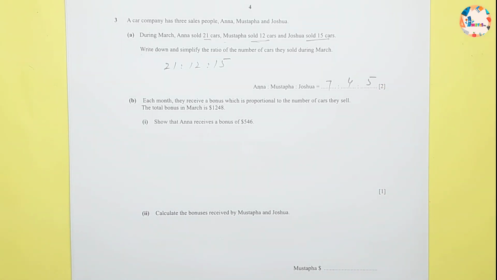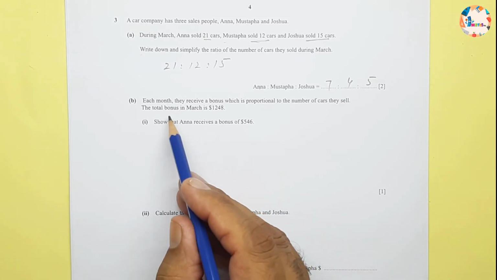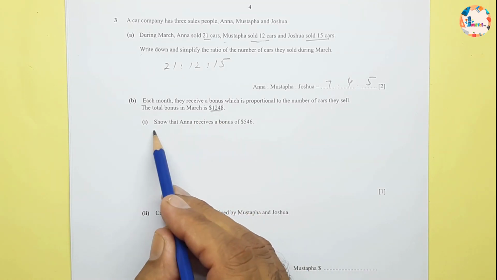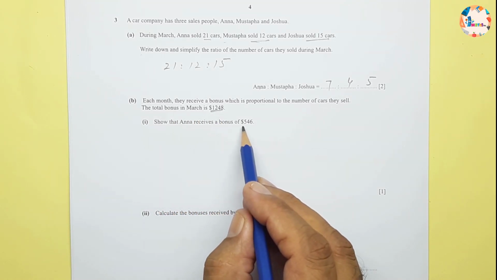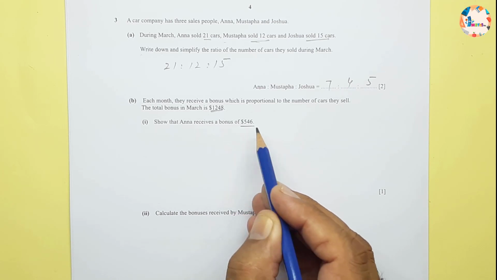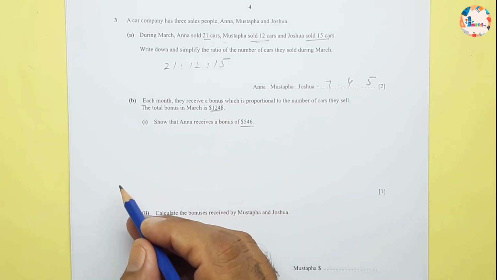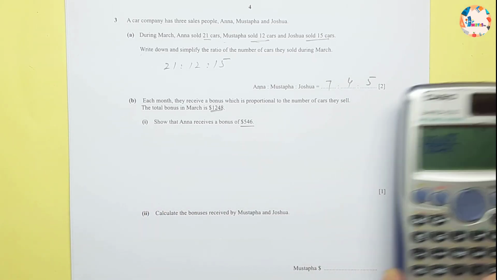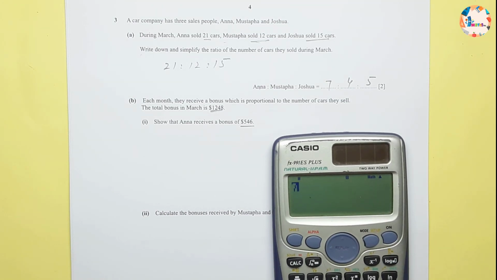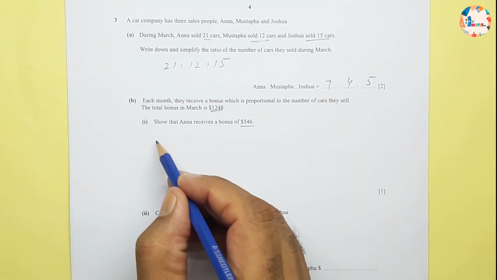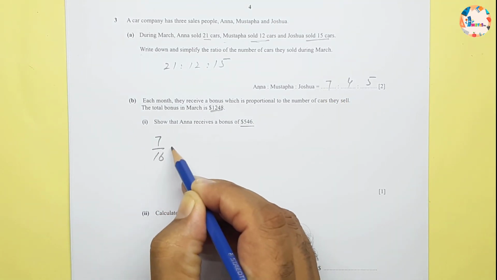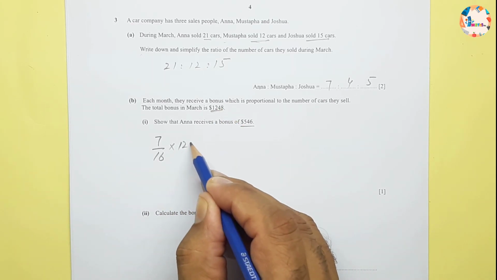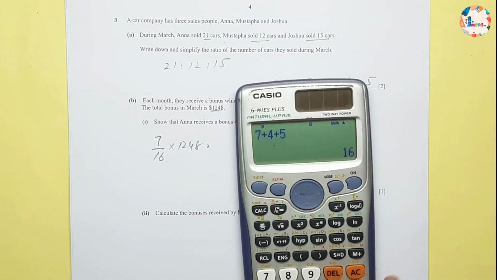Each month they receive a bonus which is proportional to the number of cars they sell. The total bonus in March is this much. Show that Anna receives a bonus of this one. Total bonus is this. So the sum of ratios is how much? 7 plus 4 plus 5 will be equal to 16. So she will be getting 7 by 16 of the bonus, which is 1248, will be equal to what?